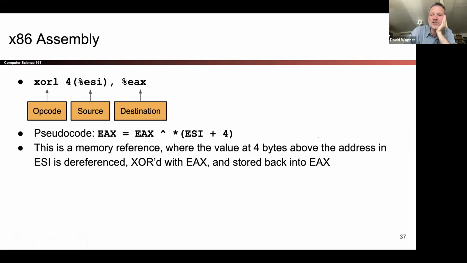Okay, so this instruction can do multiple things. It can read from memory, do an operation like add, and then maybe write to a register or write to memory.